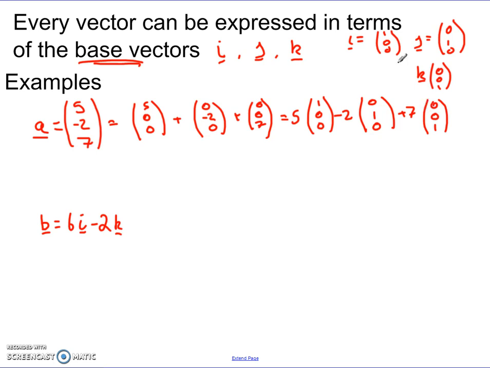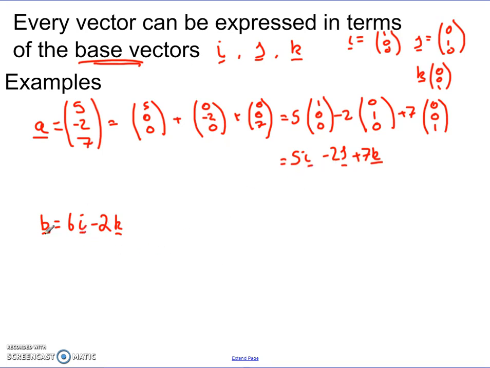Now, each of these can be written as one of these. So this vector A, which is 5, -2, 7, can be written as 5i, take away 2j, plus 7k. Any vector in our system can be written in this format. The easy way to look at it is the i is your x, the j is your y, and the z is your k. They tell you about the direction and the movement in each of those directions.